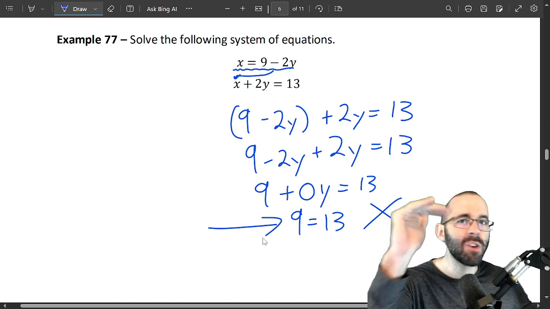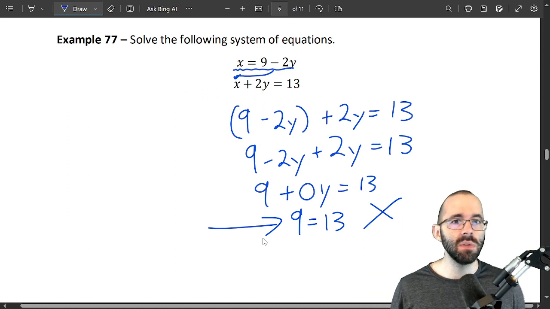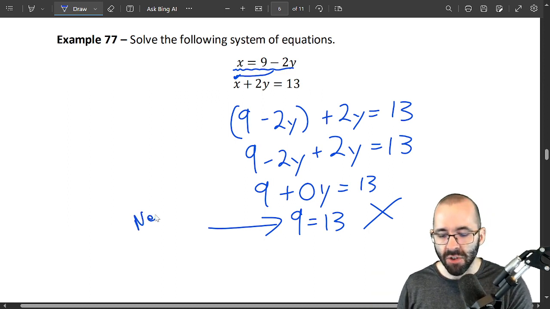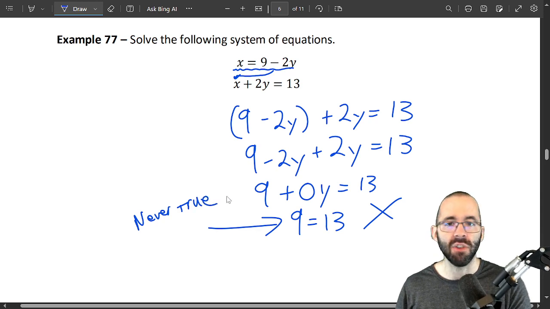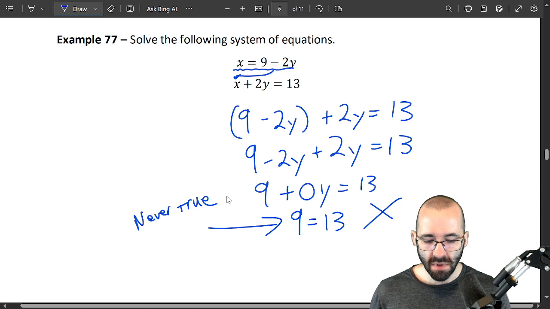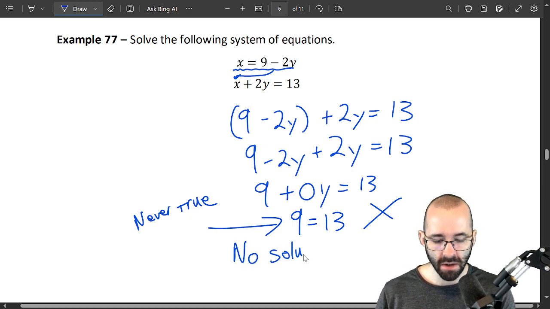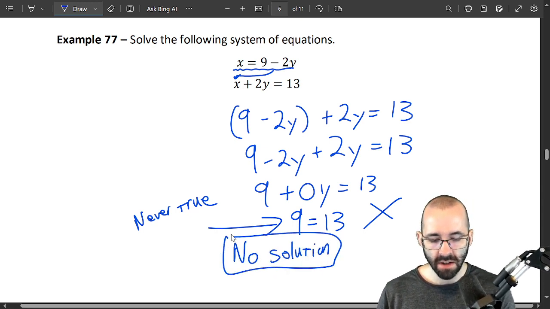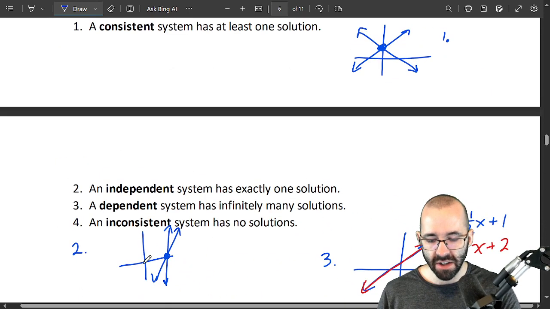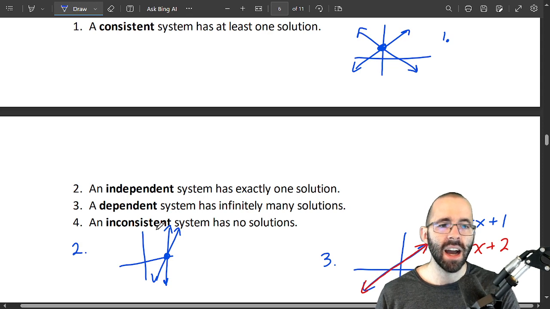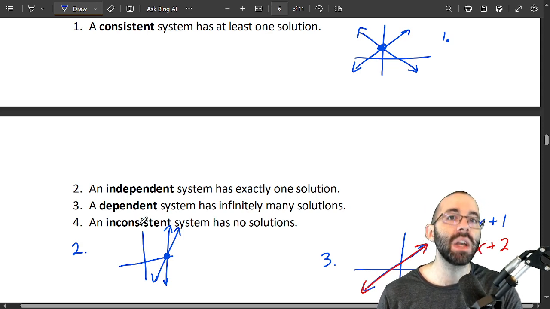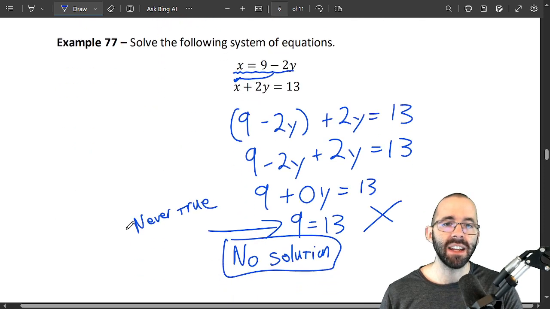I don't care which of those infinitely many values of x and y you choose. This is never true. Never. 9 will never be 13 in our mathematical system. Okay? Regardless of what x and y are. There's no solution here. We could consult our definitions and say that this is an inconsistent system. I'm really not going to use these words very much, but we could say that. This is an inconsistent system.